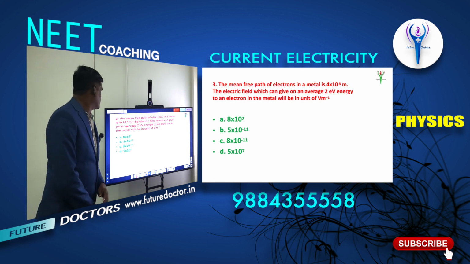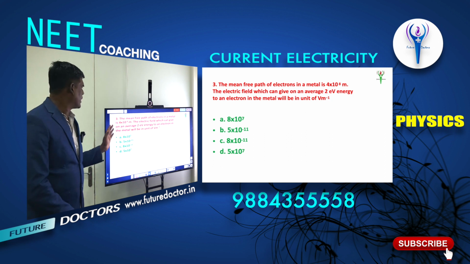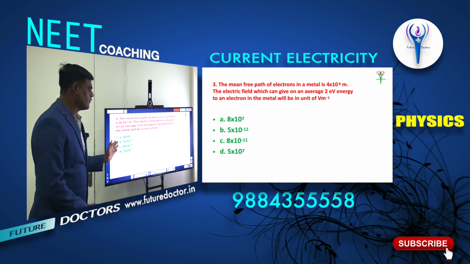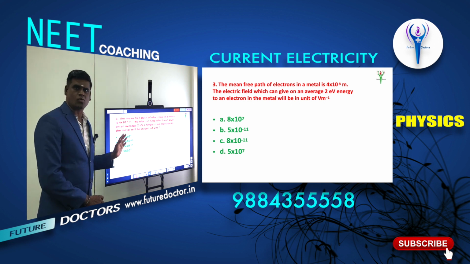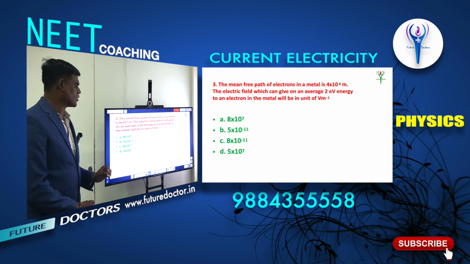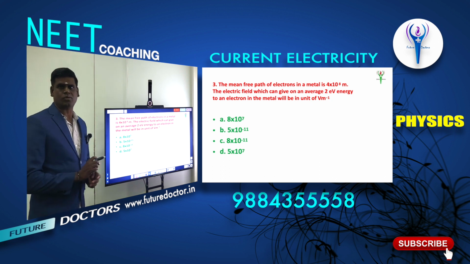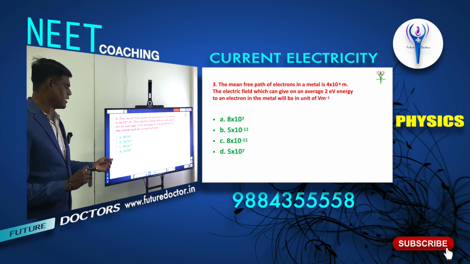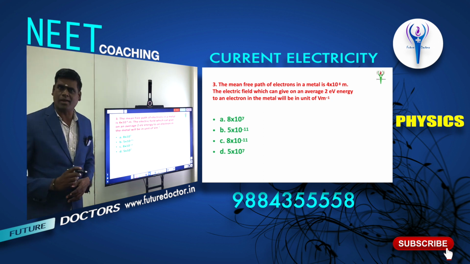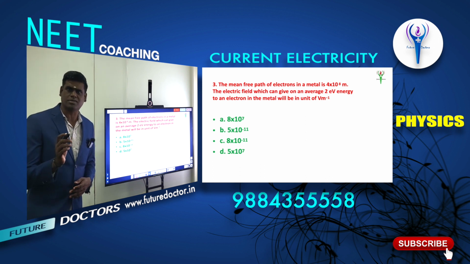Question number 3. The mean free path of electrons in a metal is 4 into 10 power 8 meter. The electric field which can give on an average 2 eV energy to an electron in the metal will be of unit dash volts per meter. Option A 8 into 10 power 7. Option B 5 into 10 power minus 11. C option 8 into 10 power minus 11. Last option 5 into 10 power 7.